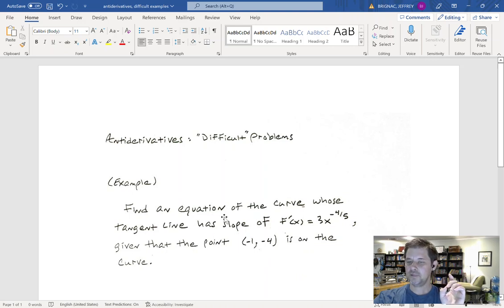So it says, find the equation of the curve whose tangent line has slope of f prime is 3x to the negative 4/5 power, given that the point (-1, -4) is on the curve. Okay, so you have to take that information in and understand what you're being told and what you're going to do with it, or even what you're looking for. Like, what are you trying to find here? It says find the equation of the curve, and you know what that means in this context.